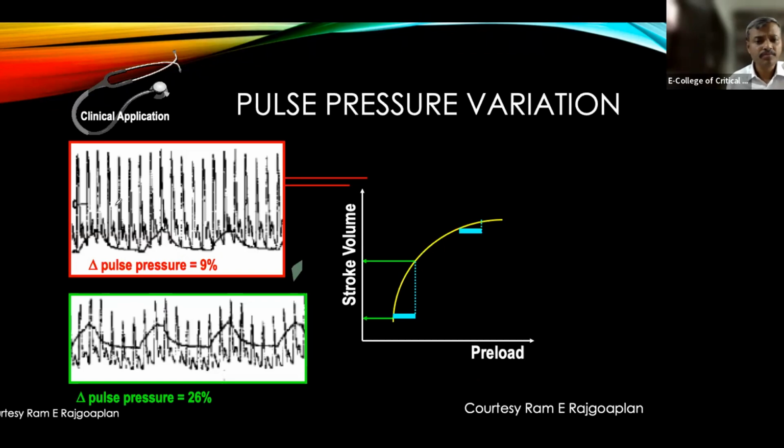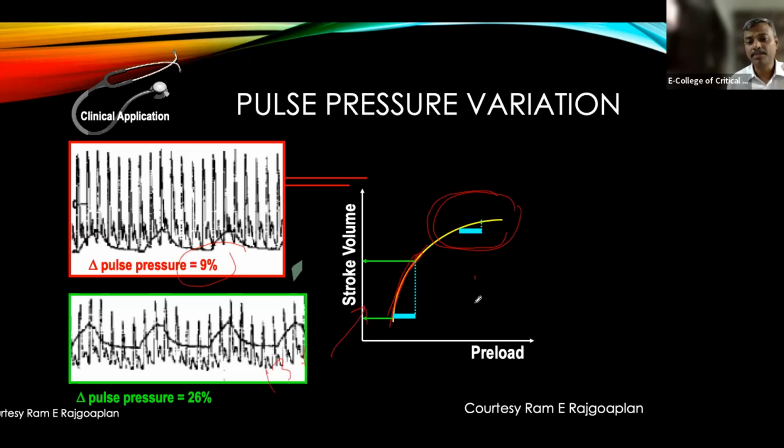This you can see here. Here phasic variation is not there, less than 13%, meaning you are actually dealing with the plateau phase of the curve. What is this curve? Starling, I forget his name. This is the plateau phase you are working on. If it is more than 13%, you are working at the increasing phase. I can explain this part later.